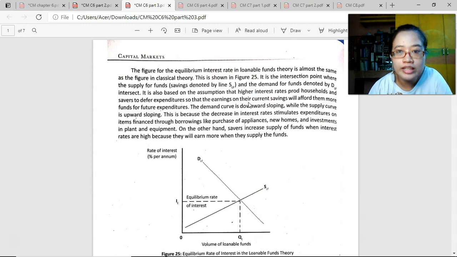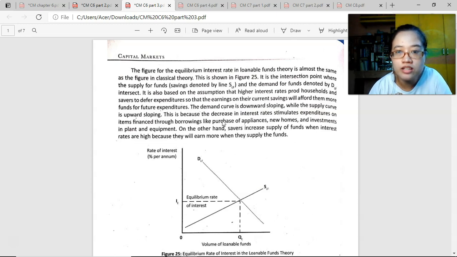Also based on the assumption that higher interest rates entice households and savers to defer expenditures so that the earnings and their current savings will afford them more funds for future expenditures. So almost the same, right? The demand curve is downward sloping, while the supply curve is upward sloping.